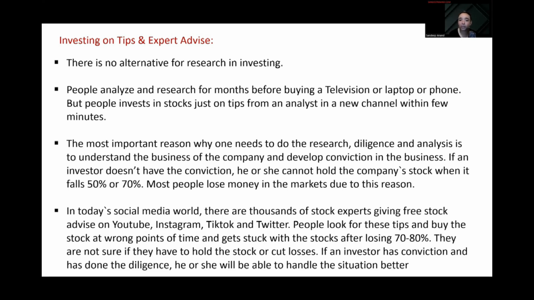In today's social media world, there are thousands of stock experts giving free stock advice on YouTube, Instagram, TikTok, Twitter. People look for all these tips and buy the stock at wrong points of time and get stuck with the stocks after losing 80%. That's what I said. People buy a television or a speaker or a phone after months and months of analysis and waiting, but they put hard-earned money into such stocks and stable coins without any thought, right? So that's something to be avoided. It's not a good idea to invest on tips.